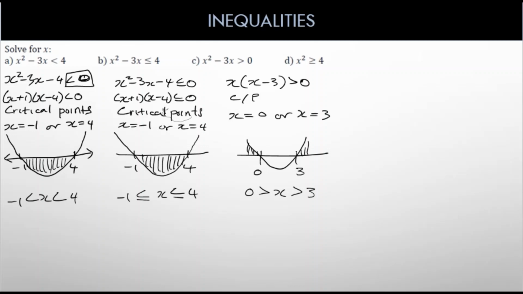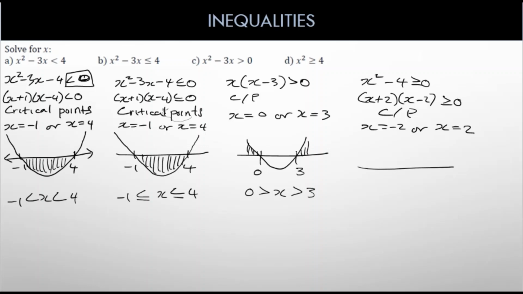Standard form is the first thing that you do, so x squared minus 4 is greater or equal to 0, and we factorize: plus 2, minus 2, greater or equal to 0, and then we have our critical points. x is equal to -2 or x is equal to 2.